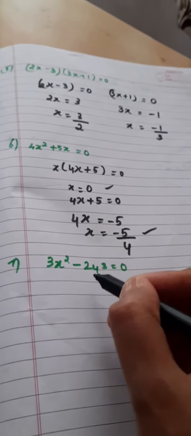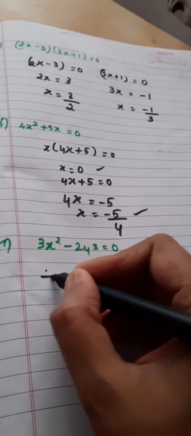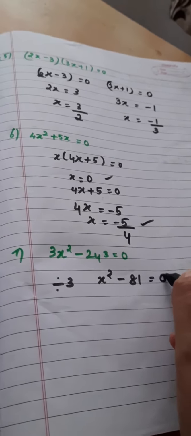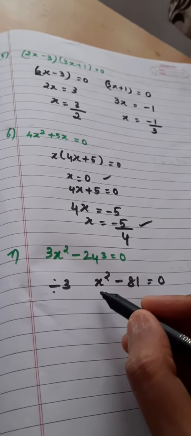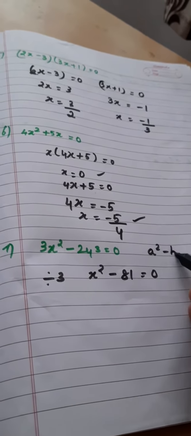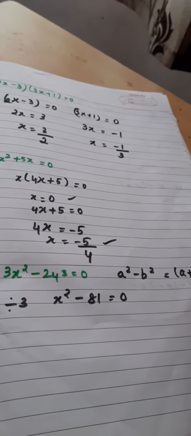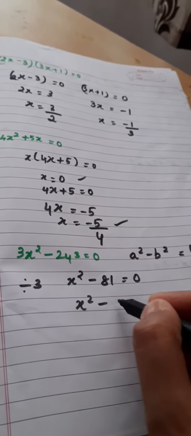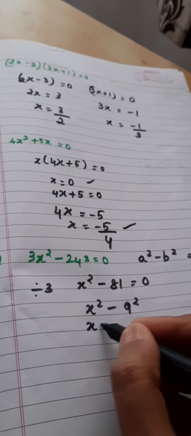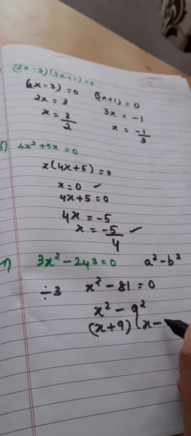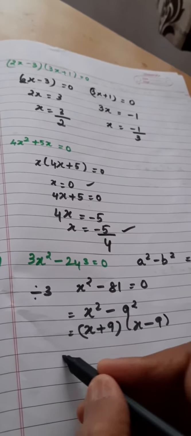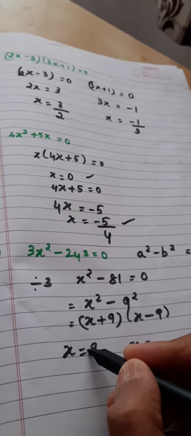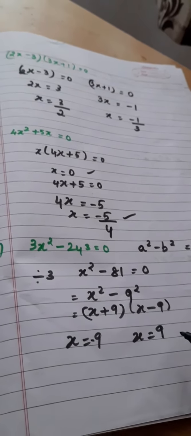Next, if you see 3x square minus 243 equal to 0. First we'll divide by 3. So we get x square minus 81 equal to 0. This is of the form a square minus b square, which is equal to a plus b into a minus b. So how can you write this? x square minus 9 square. It's like this form, x plus 9 and x minus 9. So x equal to minus 9 or x equal to 9.